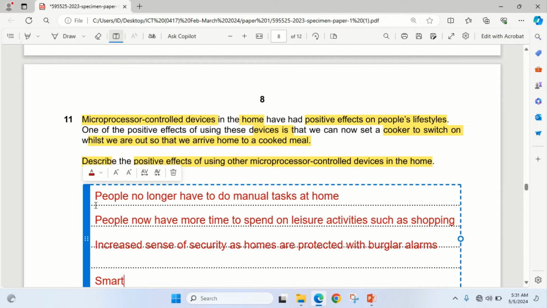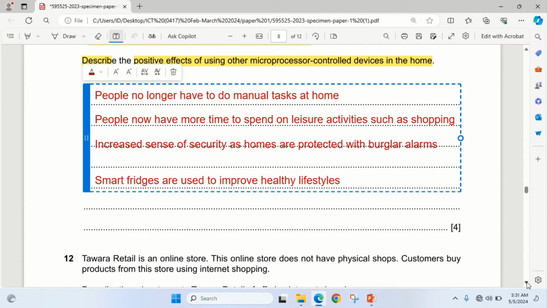Smart fridges are used to improve healthy lifestyle, because the smart fridges can automatically order food, and it can also analyze the nutrients in the food put in the fridges. So people can now know that what they are eating is of good quality for their body and all that.